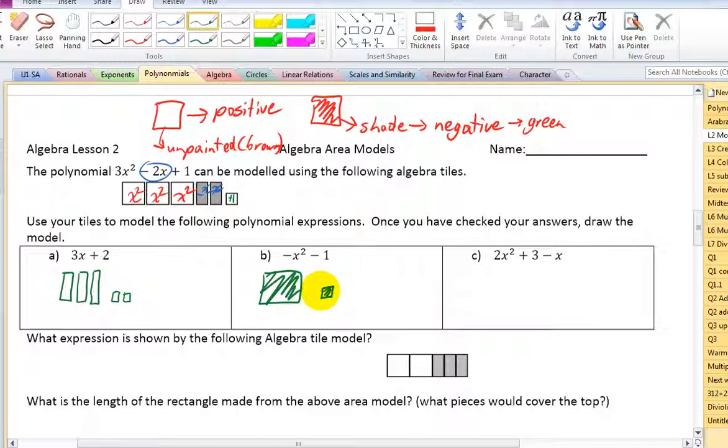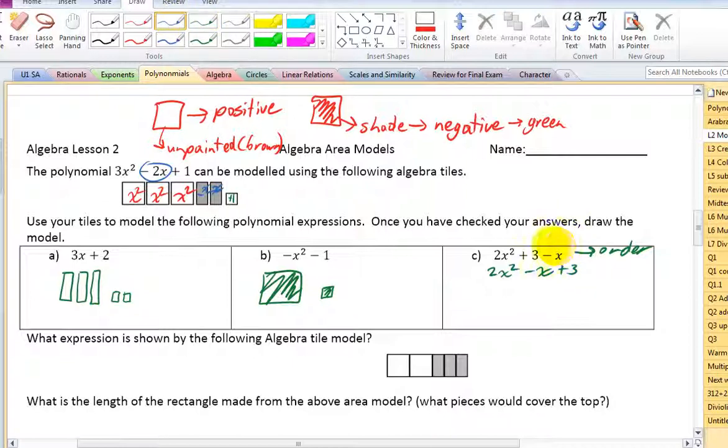How many people got that with the tiles? Awesome. You guys got the clue, got the puzzle. Now use C. Go ahead, create C. Number 1, you got to pay attention to the order. When it's not written in order, it's not very pretty. So you should change it to 2x squared minus x plus 3.